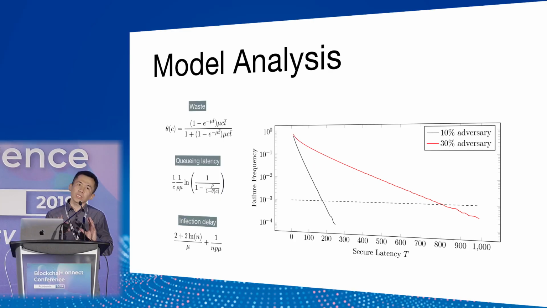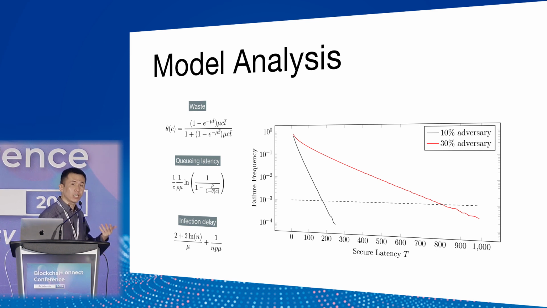So let me explain. The waste is the waste that I described before. That is, multiple miners happen to process the same transaction, which leads to the waste of capacity. The queuing latency is the waiting time in a mempool. Infection latency is that once a transaction has been packed in a regular block in the DAG, it takes time for this transaction to be first confirmed by a milestone. That's what we call infection latency, because we analyze this latency using an infection model.